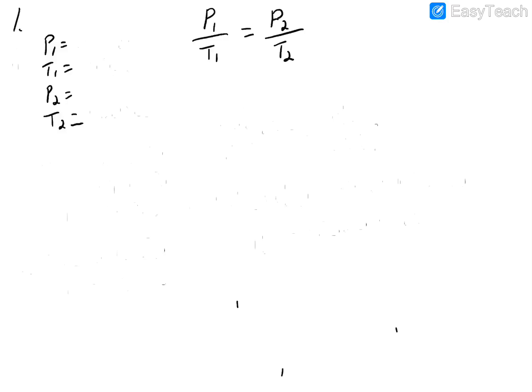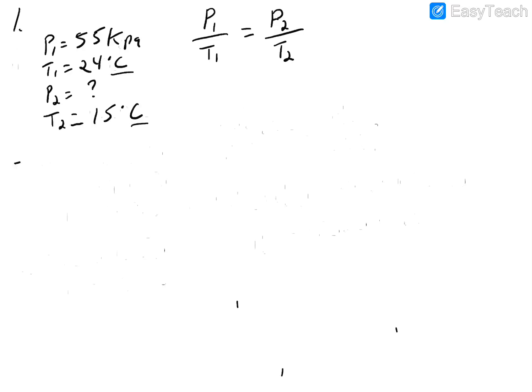Okay, so let's see what we got. We got a P1 that's 55 kPa. We have a T1, which is 24 degrees Celsius. We don't know what our P2 is, and our T2 is 15 degrees Celsius. First thing we notice is that our temperatures are in Celsius. And when you're doing the gas laws, you should always do everything in Kelvin. It's the only way the proportions work right.